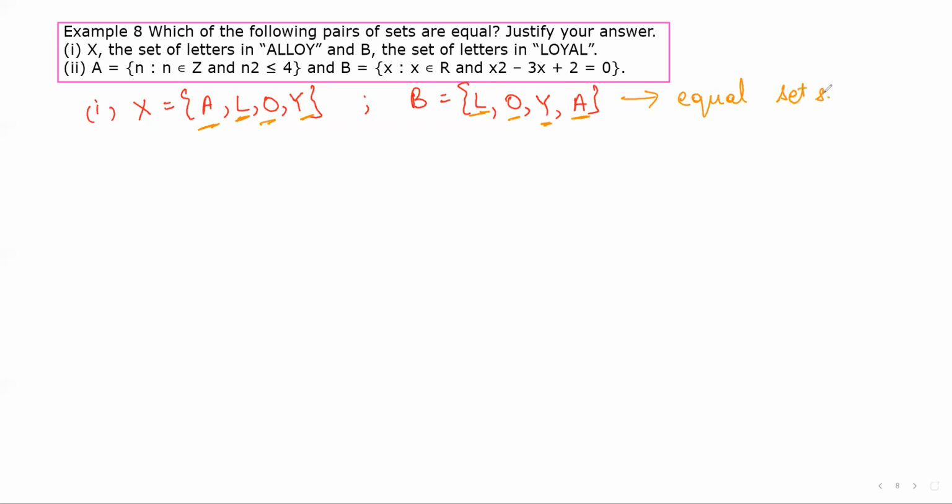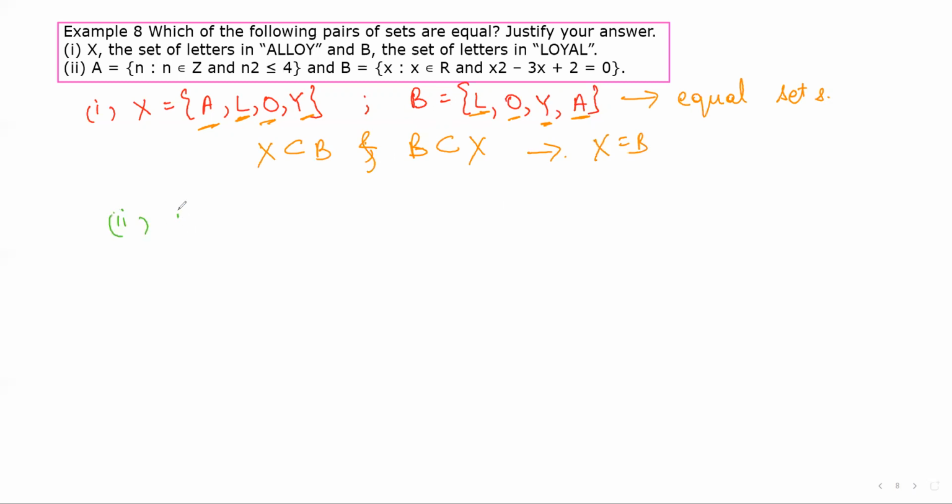They're equal sets because all the elements of set A, X are present in set B, so X is a subset of B, since all elements of X are present in B, and at the same time B is also a subset of X, since all the elements of B are also present in X. This means that X is equal to B.